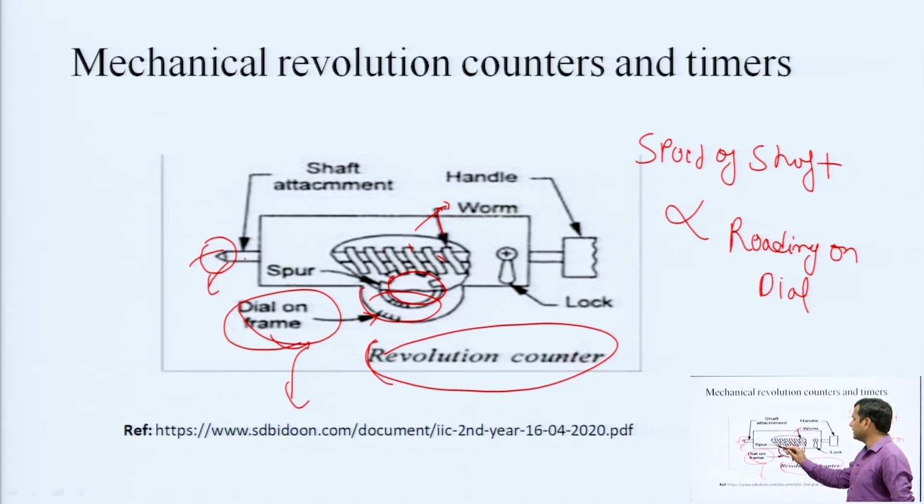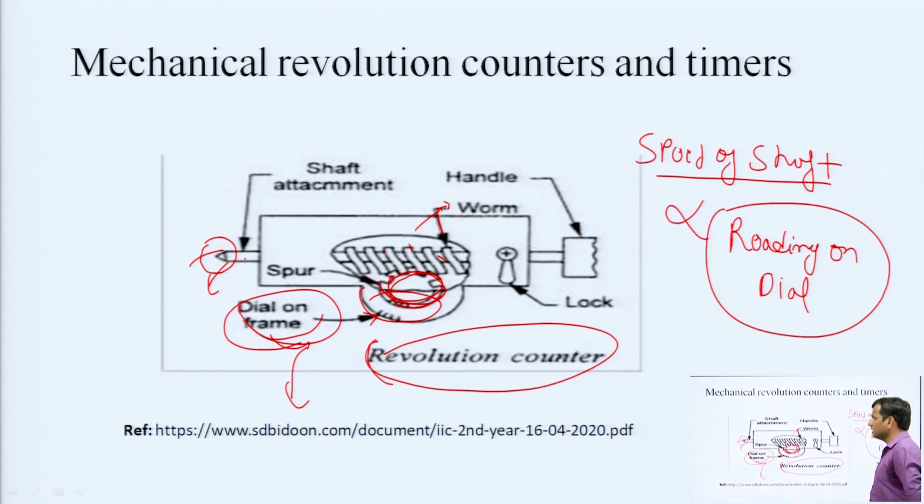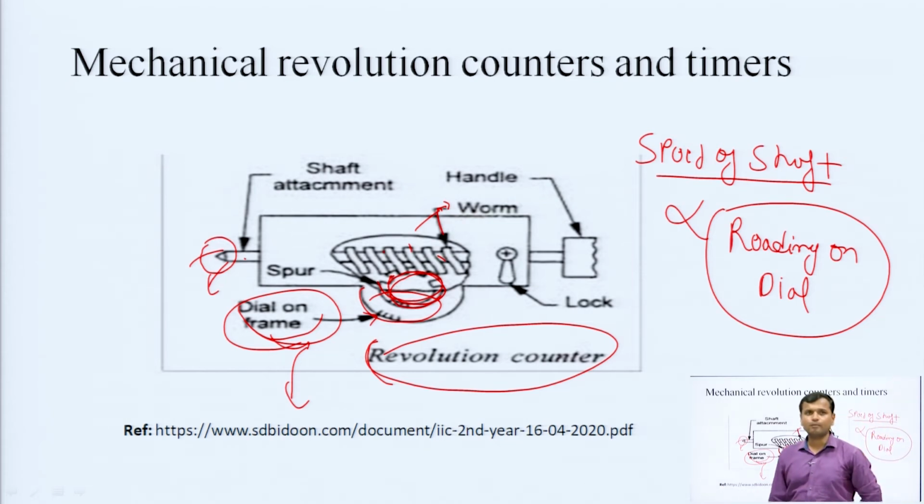When this worm rotates, that spur also rotates, and the movement of this spur, or the rotation of this spur, will give you a reading on the dial on the frame. So, the speed of the shaft, or the rotation of the shaft, is proportional to the reading on the dial. That will be the basic arrangement of mechanical revolution counters and timers, which can be used to give you the rotational motion. It can also be called a type of tachometer, and it is used to measure the average rotational motion.